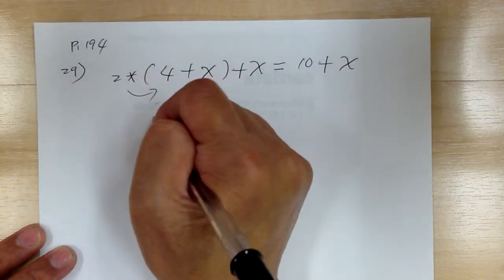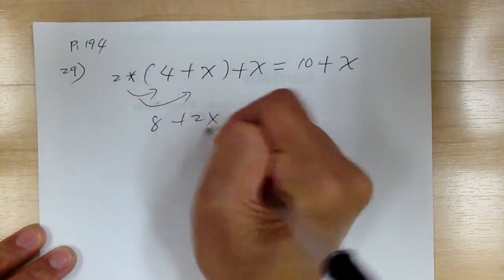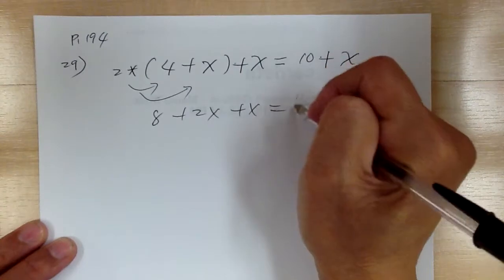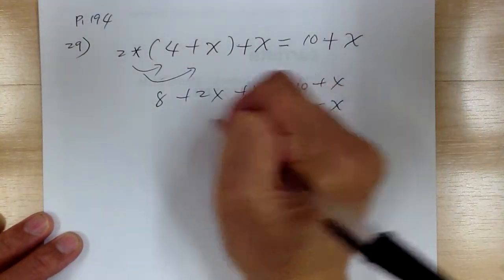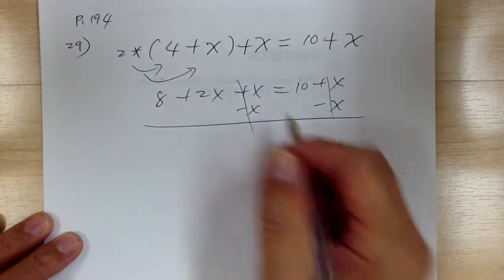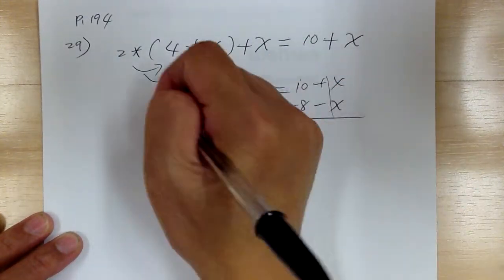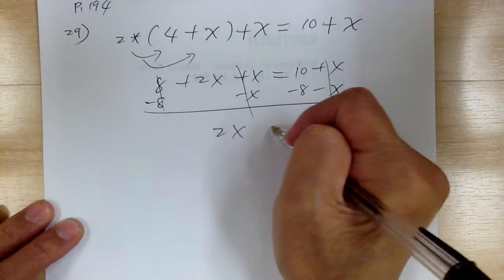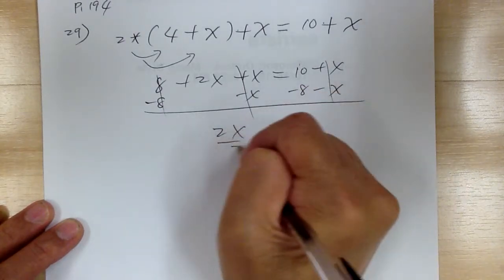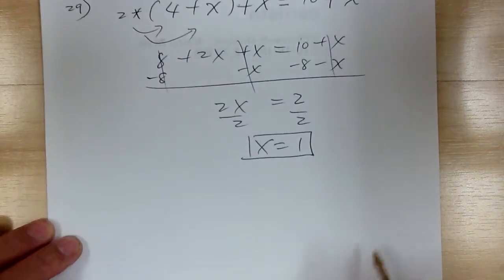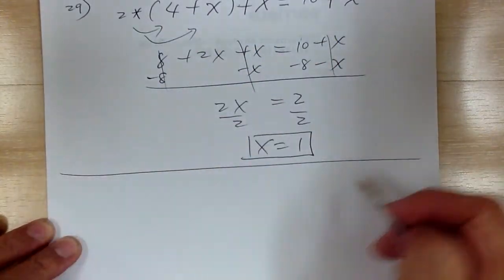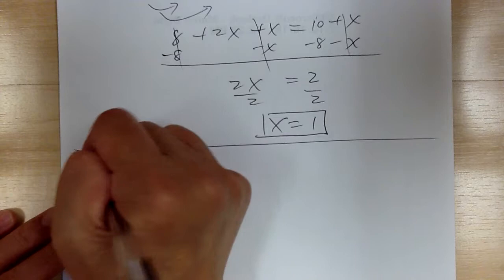So you got 8 plus 2x plus x equal to 10 plus x. And you can minus x on both sides, so this will cancel out. And you can minus 8 on both sides, so this cancels out. So you got 2x is equal to 2, divide by 2, divide by 2, so x equal to 1. Okay. But the key is to know how to translate. Okay, let's go to 31.